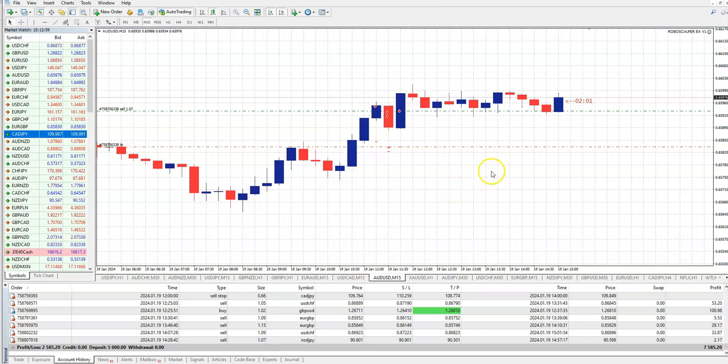This is Robo Scalper. You see that from $5,000 we made over 50% up, over 2,500 profit. It is a reversal scalping method. Very simple. From M5 up.